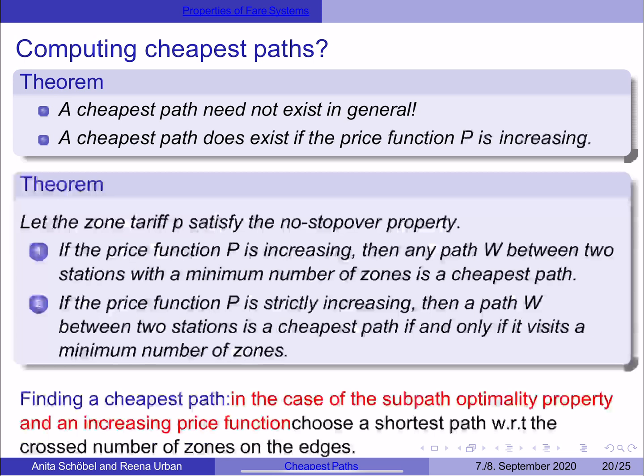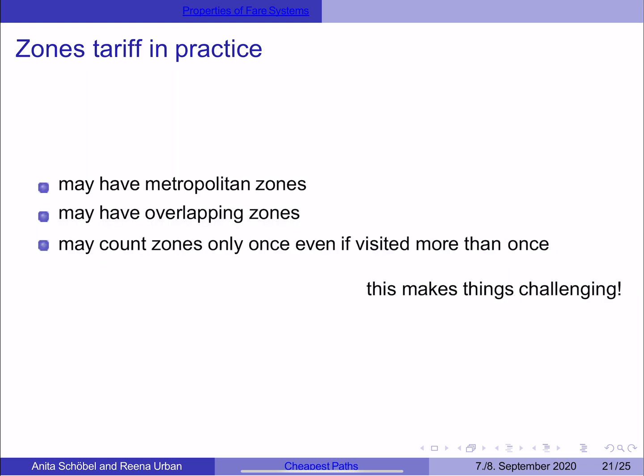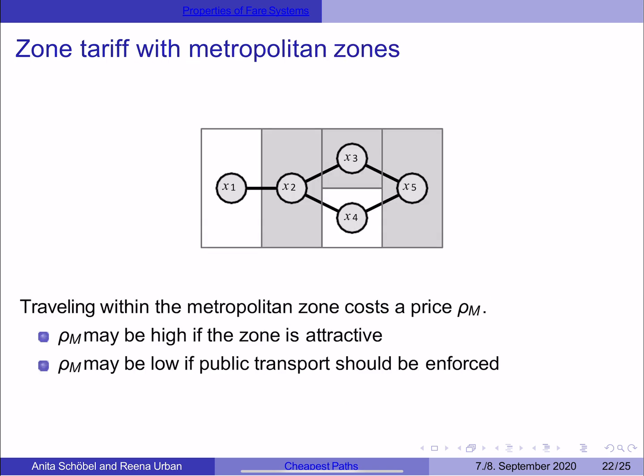That means that under these conditions, namely in the case of the subpath optimality property and an increasing price function, we can choose a shortest path with respect to the crossed number of zones, and this can be done by shortest path techniques. In practice, zone tariffs can be more complicated. They can have metropolitan zones, overlapping zones, or for example, zones may be counted only once even if visited more than once, and this makes things more challenging.